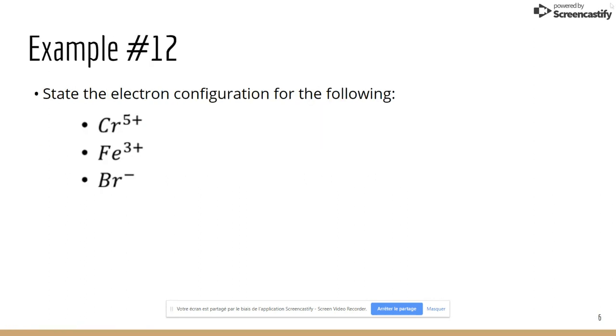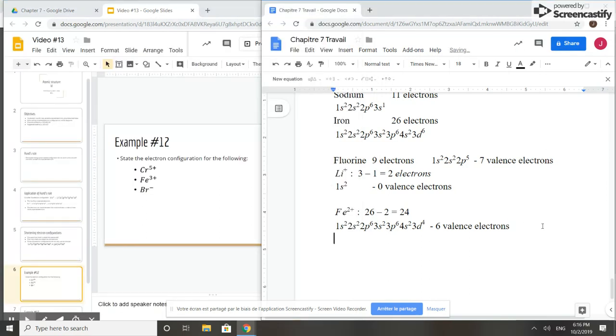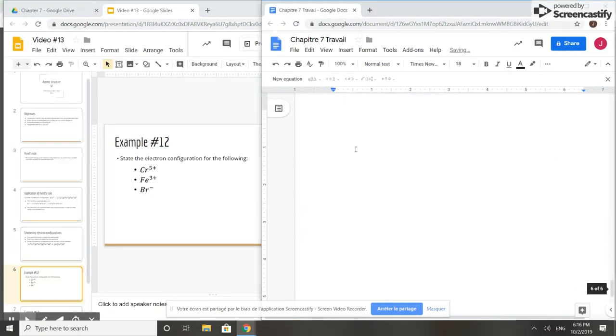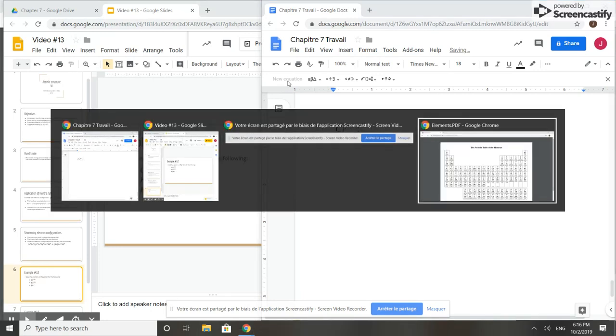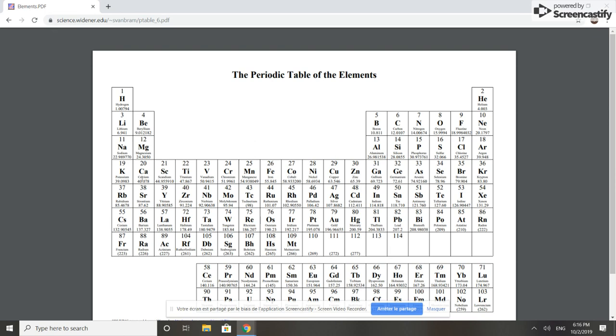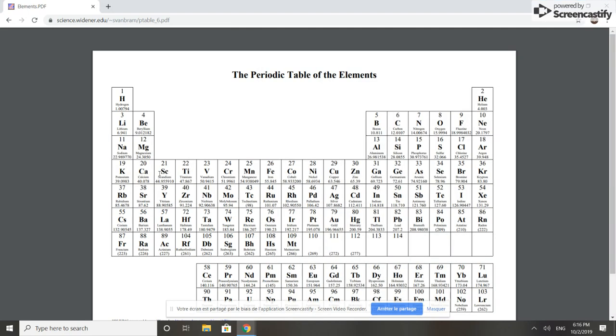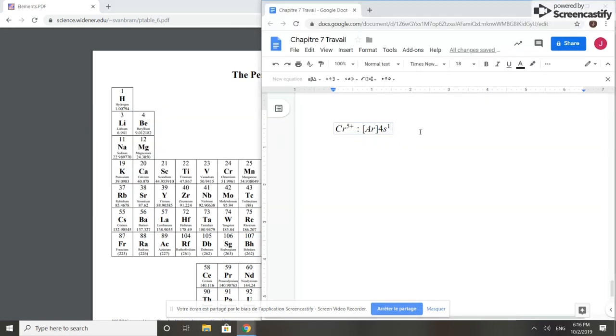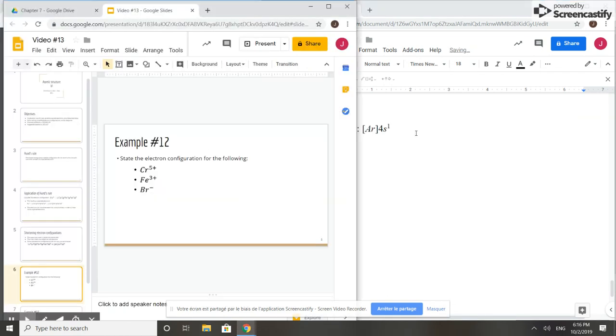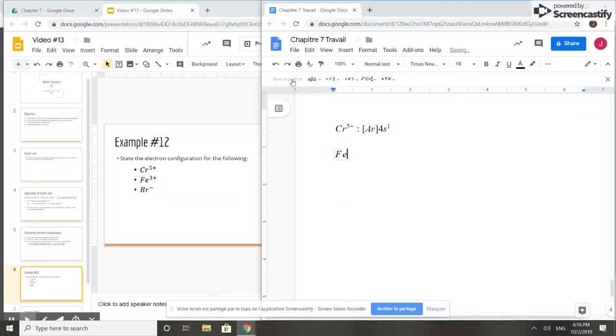All right, I'll work through these. I'm going to start with Cr with a 5+ charge, so pretty high charge. Take a look at my periodic table. I've got argon, and then after argon, I have 4s1. Normally I would do 4s2 and then 3d, 1, 2, 3, 4, but because of the 5+ charge, I removed those electrons. Okay, now I've got Fe3+.